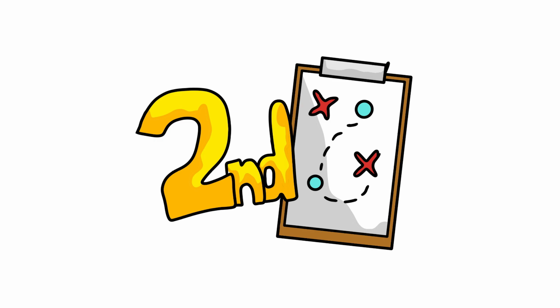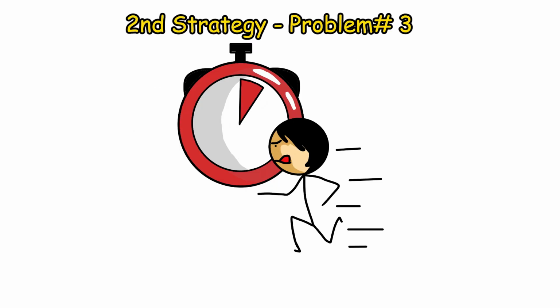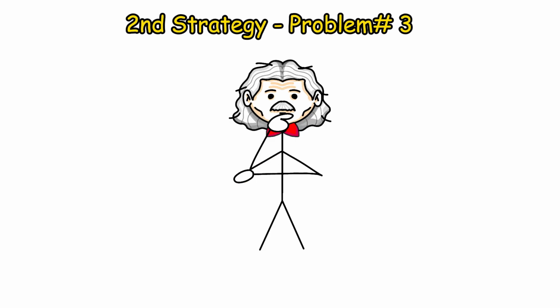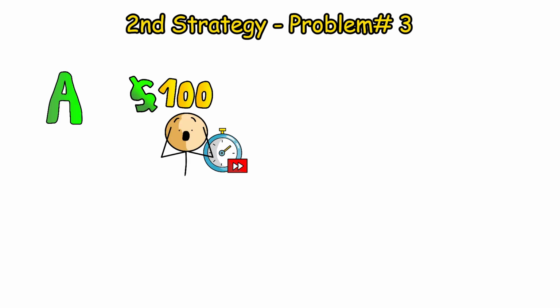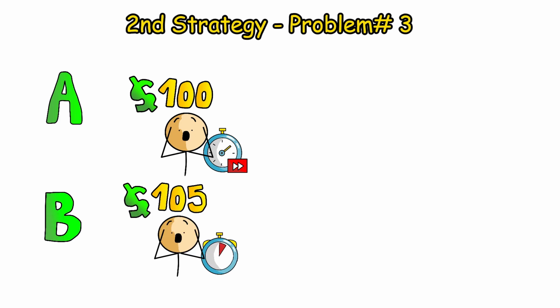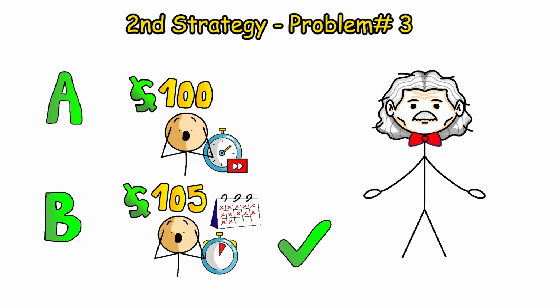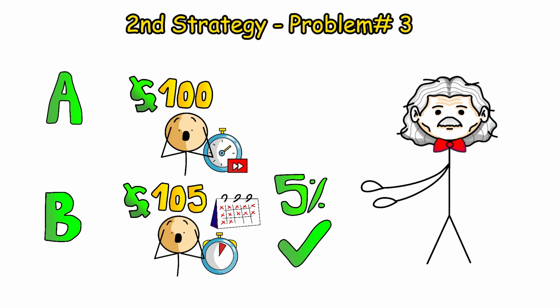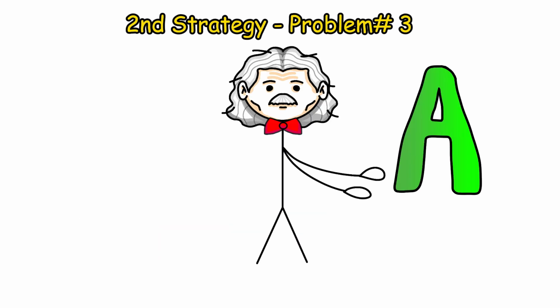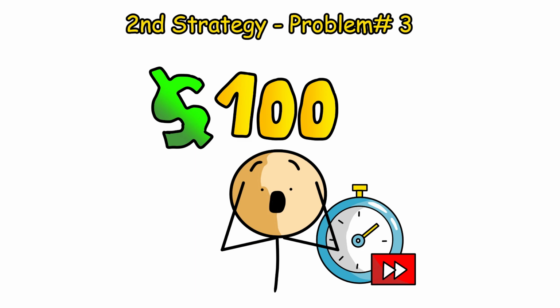The second strategy helps us act more quickly by making us favor things that are immediate and easy to understand. Imagine the following offer. A. You receive $100 immediately, directly into your bank account. B. You receive $105 in your bank account in 1 month. Rationally, waiting a month to receive $105 is clearly the better option. By waiting, you'll earn 5% more in just a single month. However, many people tend to choose option A, preferring the immediate $100.